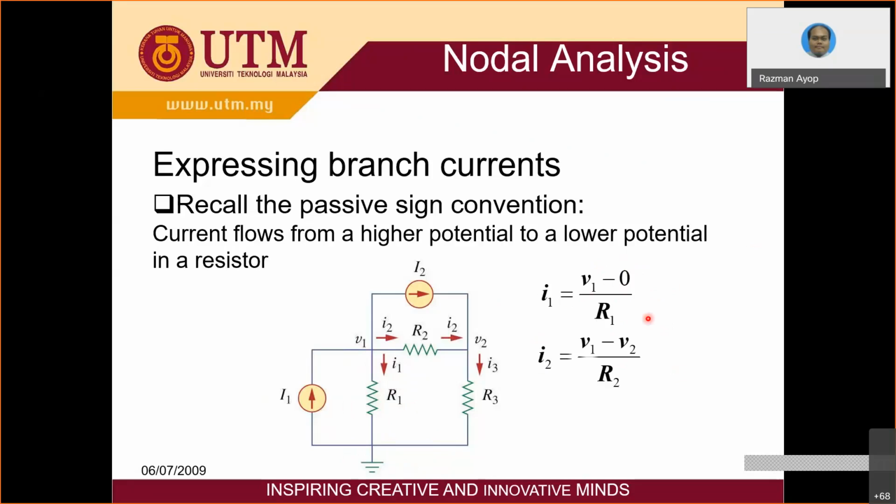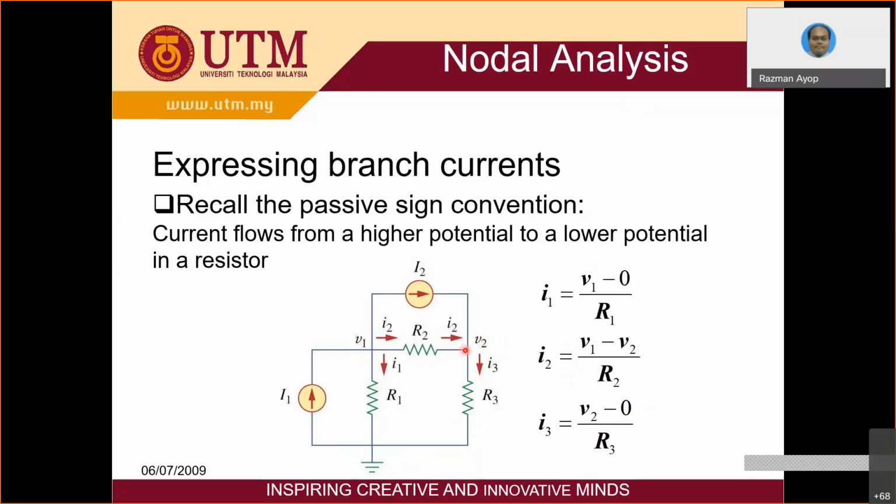So what to do next? How about I2? I2 is the current moving from V1 to V2. So the branch current I2 is basically V1 minus V2, divided by R2. Then R3, because it is from V2 to ground, so V2 minus 0 divided by R3.